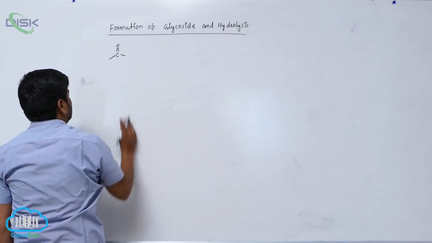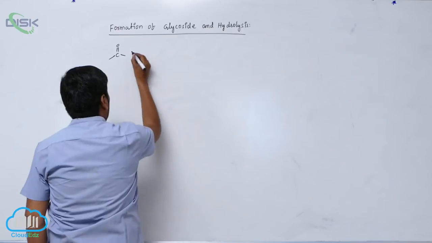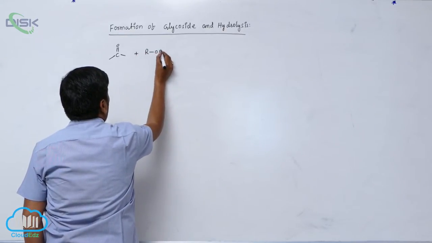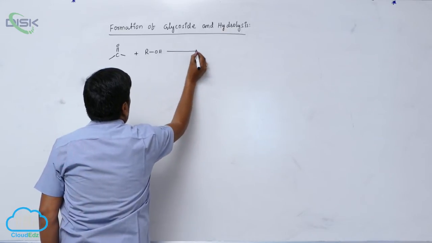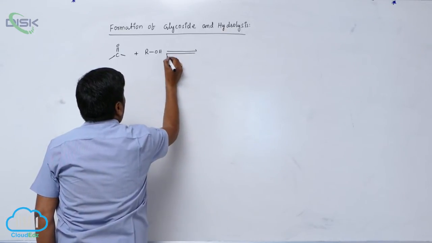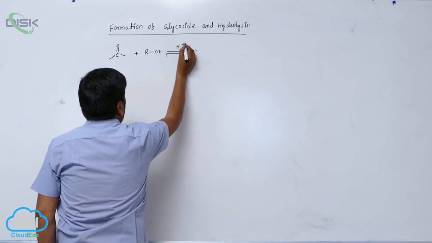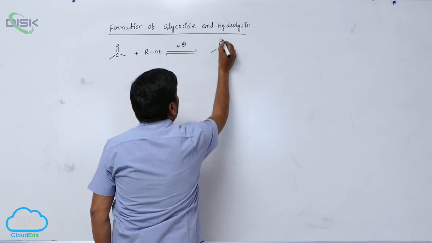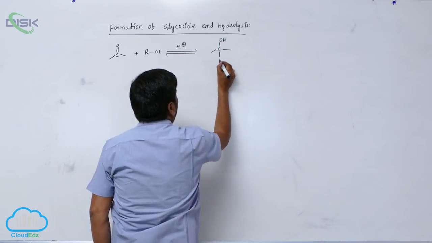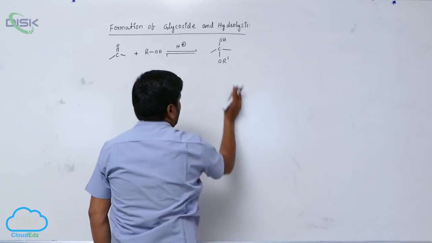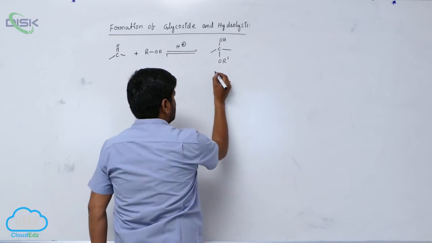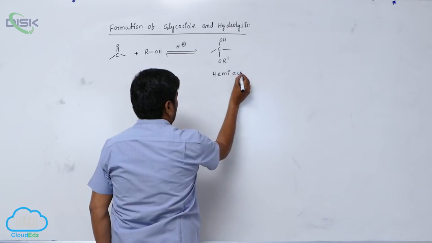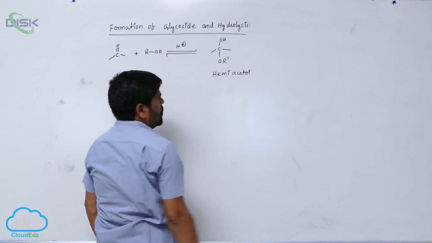This is a general reaction. A carbonyl compound reacts with one mole of an alcohol in presence of acid medium to form a hemiacetal, with OH and OR groups. This is known as hemiacetal.